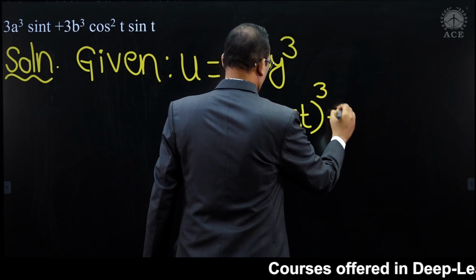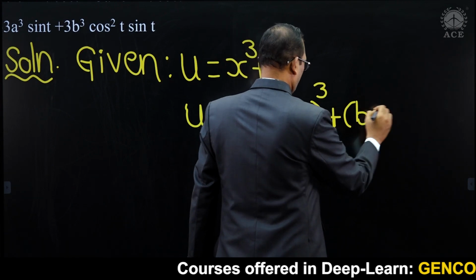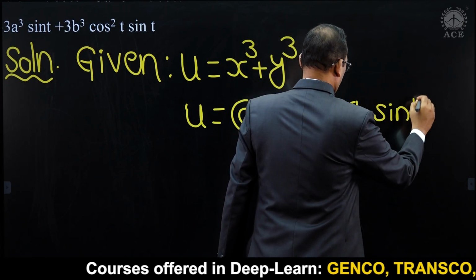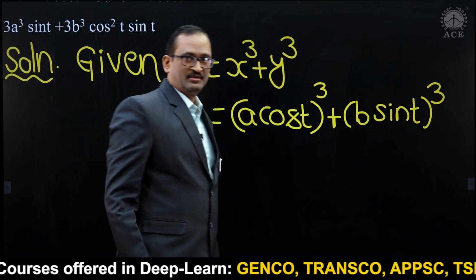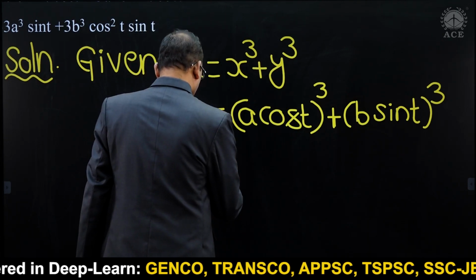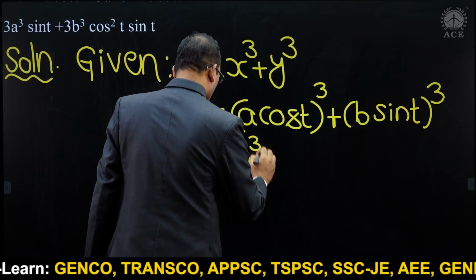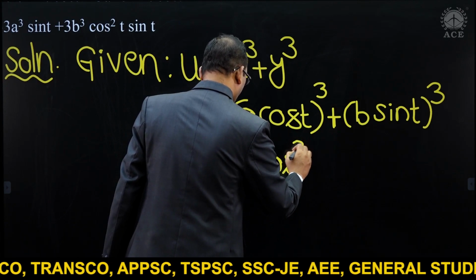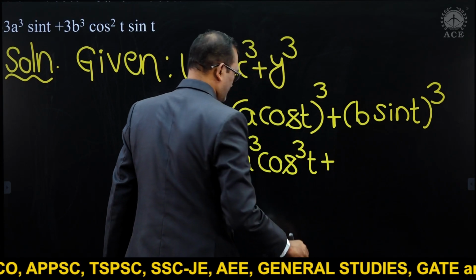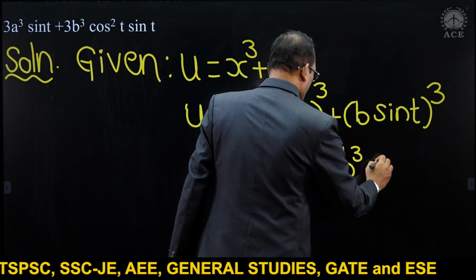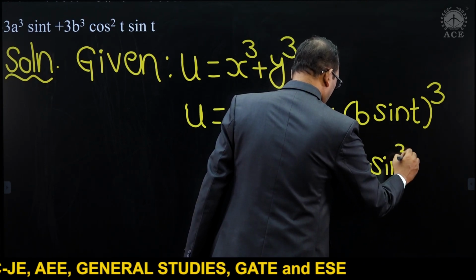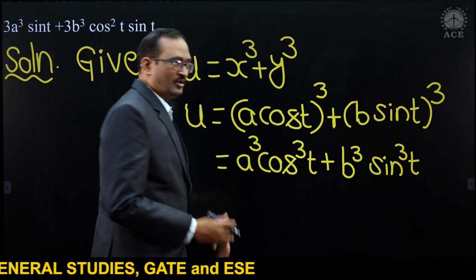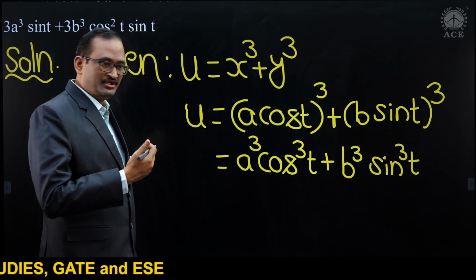whole cube plus y value b sin t whole cube. Now it is a cube cos cube t plus b cube sin t whole cube, that is sin cube t. Now let us find the value of du by dt.